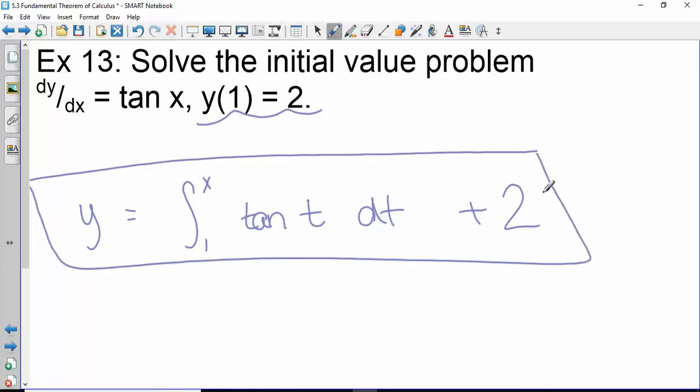Will that be like that every time? Mhm. Okay. As long as you start your integral at whatever x value is given in the ordered pair, then you can just add that constant on the end. So this isn't technically the only solution, but it's the easiest.